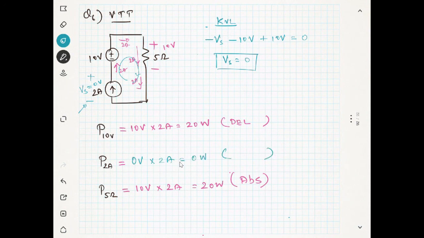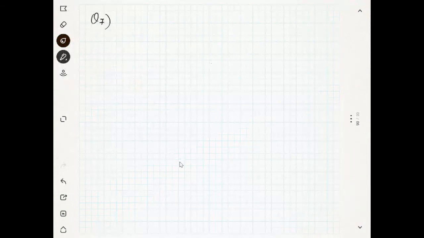Is it delivering or absorbing? Neither, because it is not delivering, not absorbing. We cannot write like that. So this is the problem. I hope that this is clear. Last problem, with this we will stop our lecture. This is question number 7.